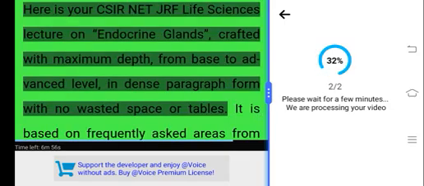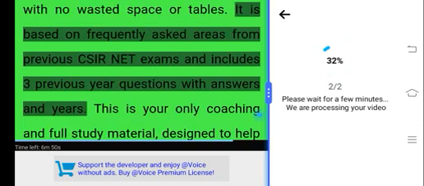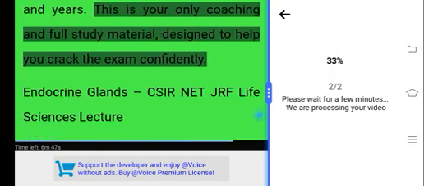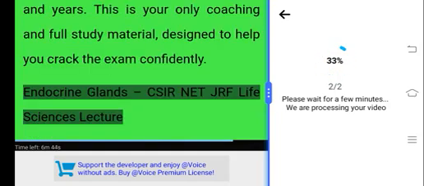Here is your CSIR NET JRF Life Sciences lecture on endocrine glands, crafted with maximum depth, from base to advanced level, in dense paragraph form with no wasted space or tables. It is based on frequently asked areas from previous CSIR NET exams and includes 3 previous year questions with answers and years. This is your only coaching and full study material, designed to help you crack the exam confidently. Endocrine glands. CSIR NET JRF Life Sciences lecture.